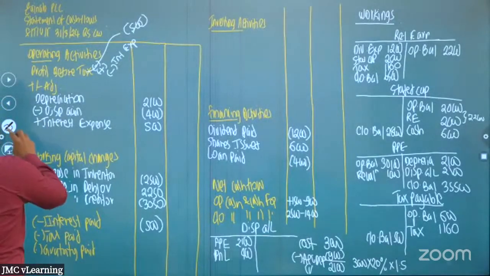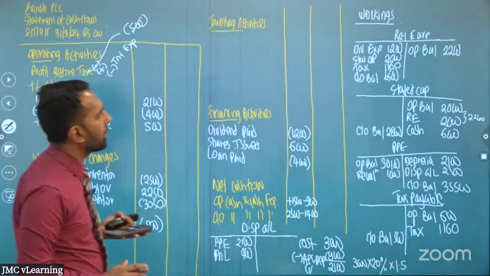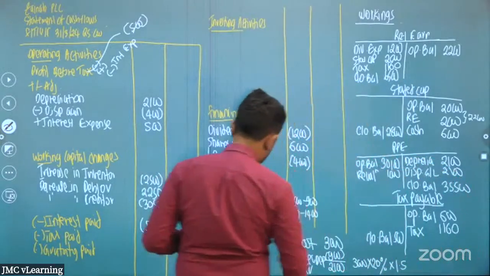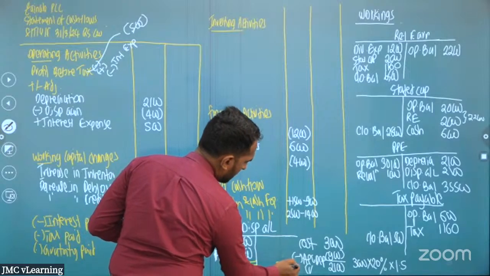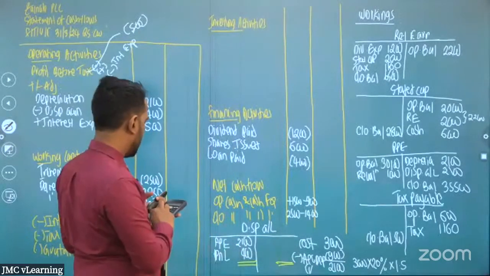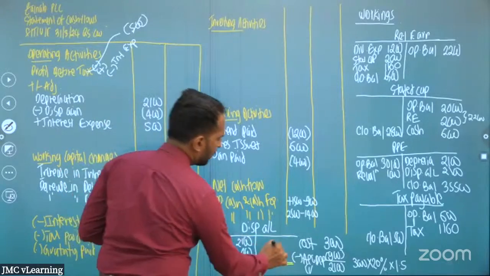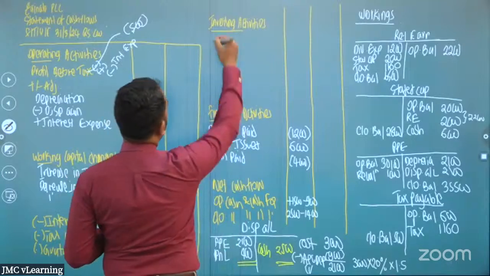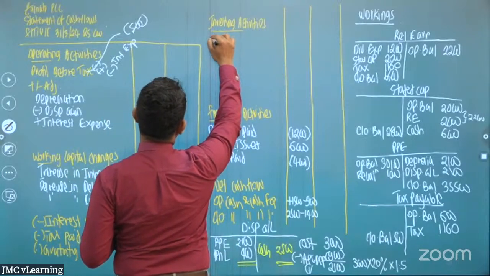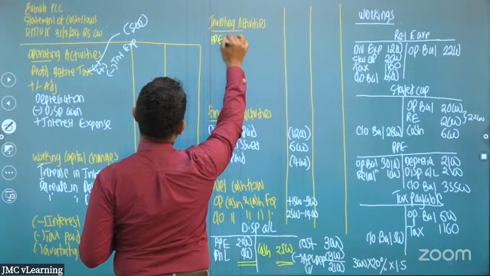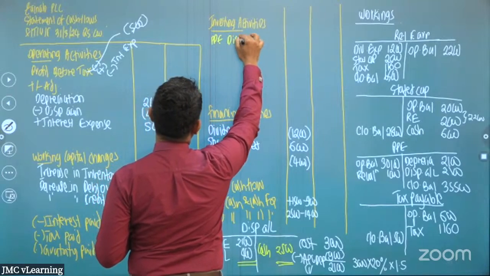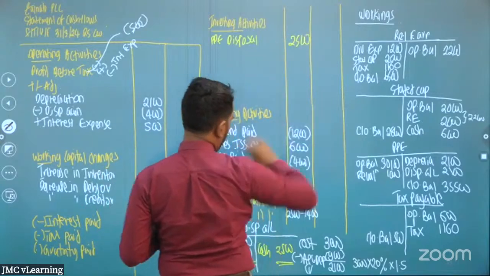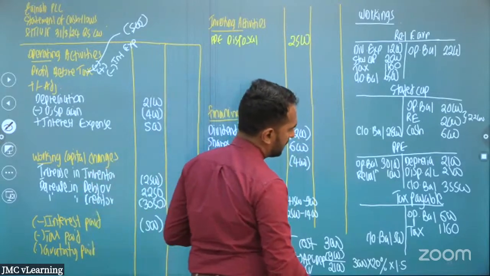Now it's the time for us to close our T accounts. Generally, we'll be starting from the last item. So we'll take the disposal gain or loss. I'm getting a disposal proceed of 2500 cash, under the investment activity, PP disposal, debited to cash 2500, credited to disposal gain or loss.